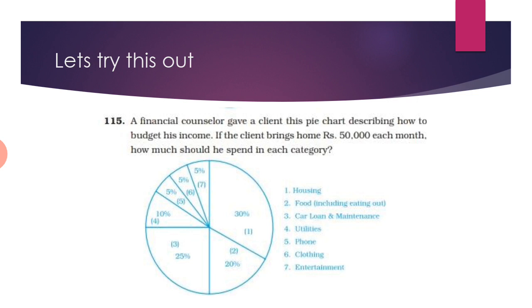Now similarly, children, I will leave this to you. You have to find out for the others also. Car loan and maintenance, which is 25%, utilities 10%, phone 5%, clothing 5% and entertainment 5%. I'm sure you'll be able to do it. If you are not able to, then I will do it for you again during the Zoom class.